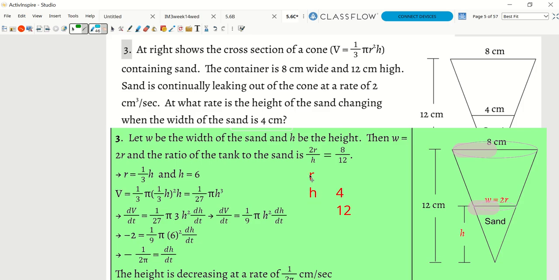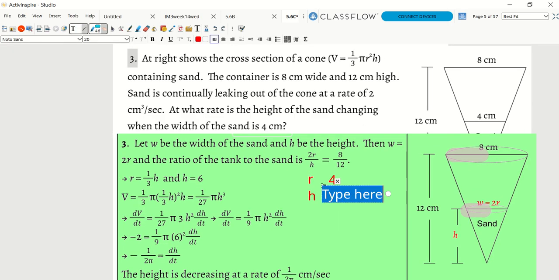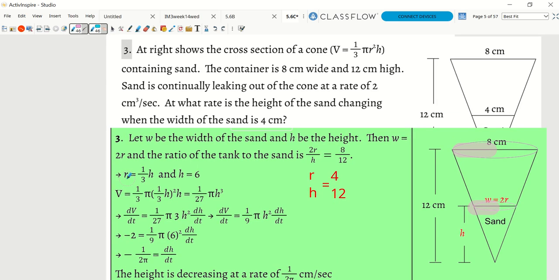And, okay, you can cross multiply or just multiply both sides by H. If you multiply both sides by H, you basically get R equals 4 over 12 H, which is the same as R equals 1/3 H. So that's what this is here, okay? So we're going to substitute in 1/3 H for R, and that's what happened here, okay? And then we're going to simplify it, okay?